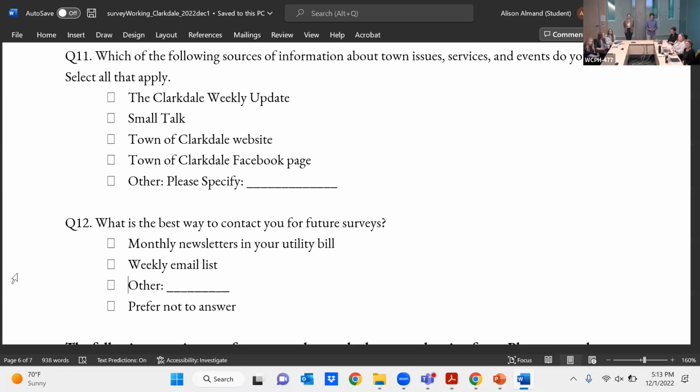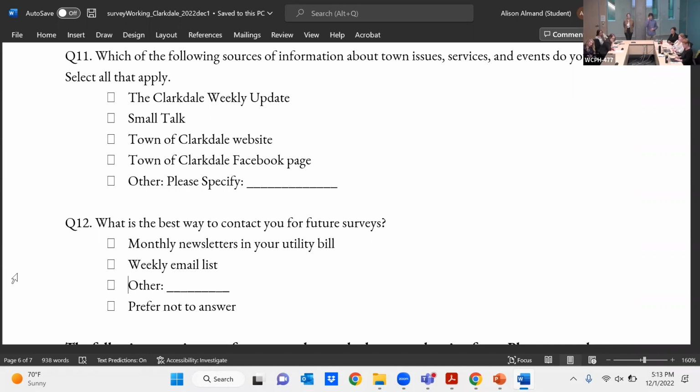Then we asked them where did they hear about town issues? What are they most likely to get their information from? Because another very important part of the survey is how do we contact the residents of Clarkdale most effectively? Because the town of Clarkdale wants their residents to know important things about what's going on in the town. And if we have more surveys in the future, we want them to know about that.